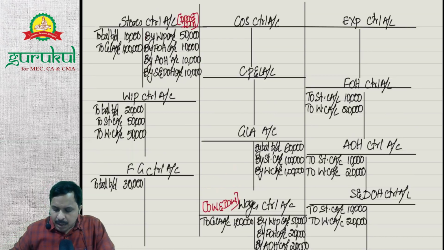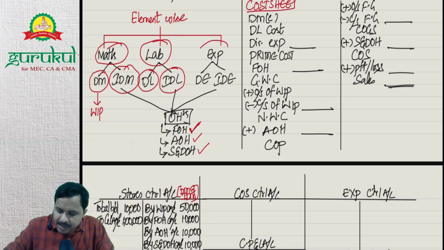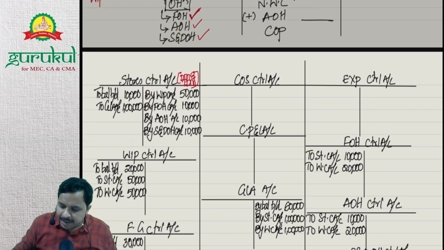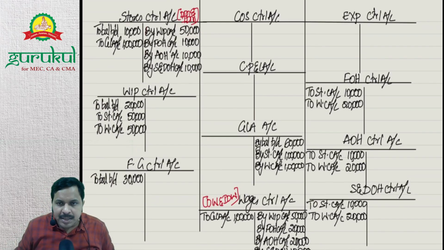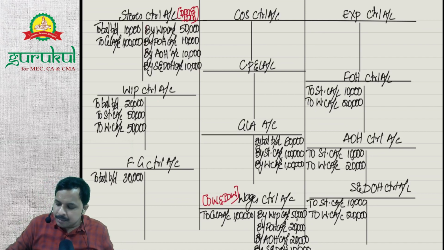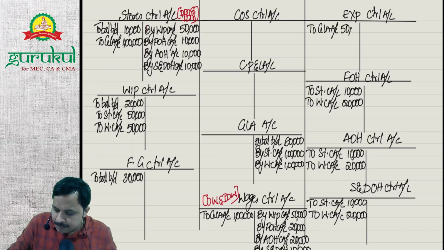Now coming to the last part, what is it? Expenses. So first, expenses paid entry. Expenses control account debit to GLA account. Write that. Expenses paid, expenses control account debit to GLA account. Let me take some 50,000.